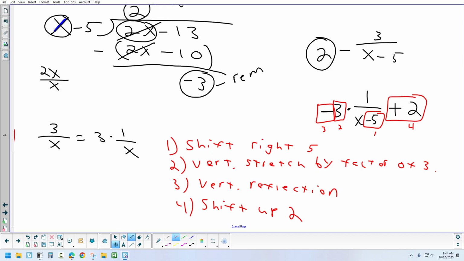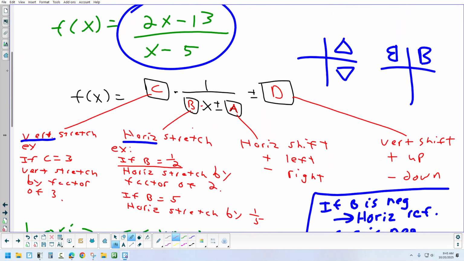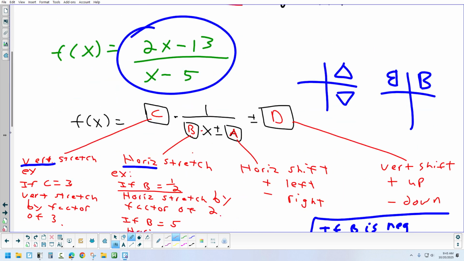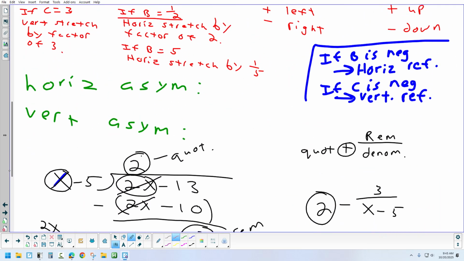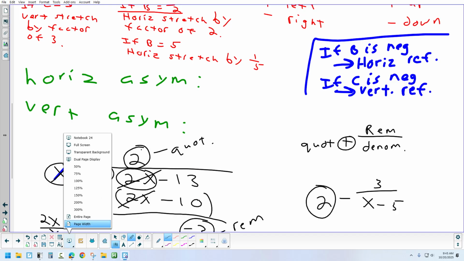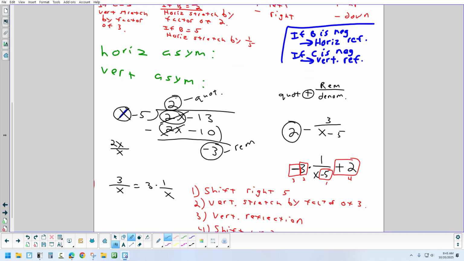Okay, so that takes care of describing how the function can be obtained from the original, all the shifting and stretching. The last thing they do want are the 2 asymptotes. Okay, so horizontal always starts out with what letter? Y. Yep. And vertical? Okay, so at least if we get that right, we're off to a good start.